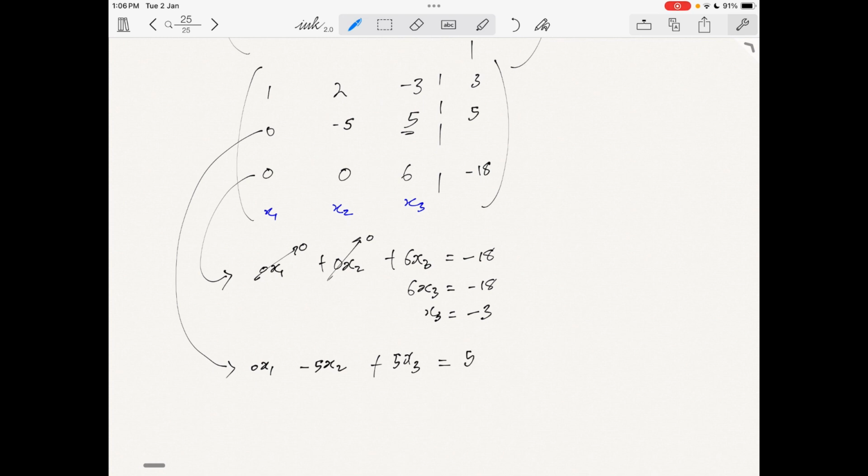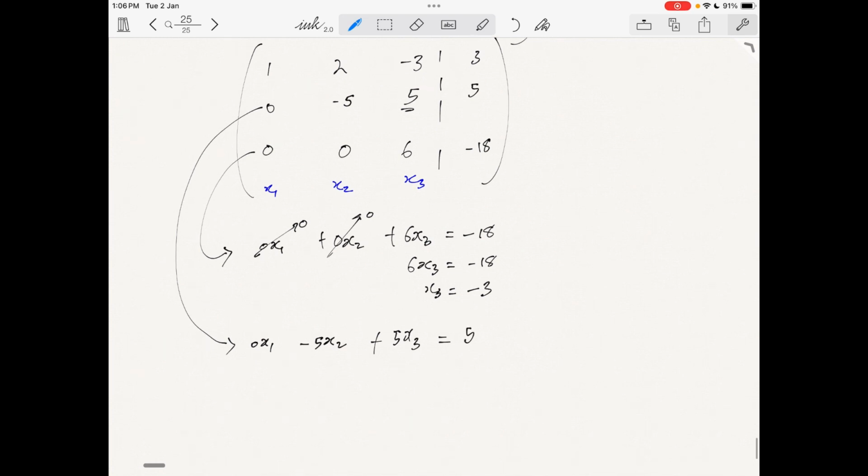Now we know that this returns to 0. We have minus 5x2 plus 5. What is our x3? Minus 3 is equals to 5. So having solved that, we can now have that our minus 5x2 is equals to 5 plus 15. Sorry, minus 5x2 is equals to 20, and our x2 is equal to minus 4.